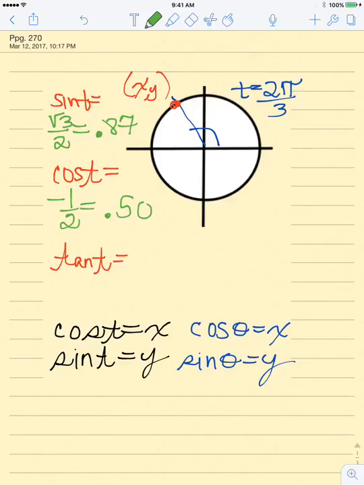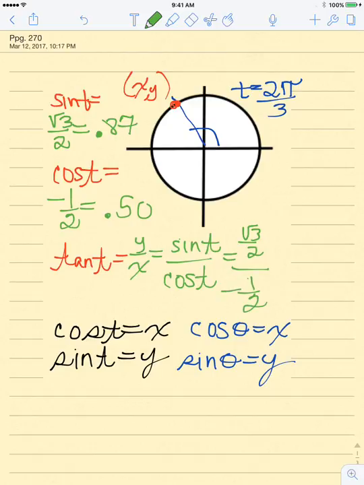And finally, tangent of t. Well, the tangent of t is not an x value or a y value. In fact, it's y over x, because the tangent of t is equal to the sine of t over the cosine of t. So it's just the y over x value. Okay, so in that case, that's going to be root 3 over 2 over negative 1/2. So tangent in this quadrant is negative, and we just have to clean this up a little bit. Okay, so let me actually make some room for us. Let me kind of erase this stuff.